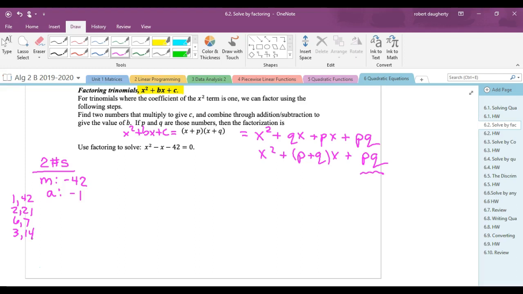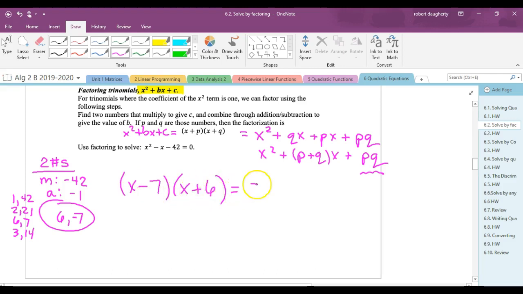If I had a 6 and a 7, which one was negative? If I did that, those 2 numbers multiply to give me negative 42, and they add to give me negative 1. So that tells me this can be written as (x minus 7)(x plus 6) equals 0. And to double check it, when you multiply these, you get x squared minus x minus 42.